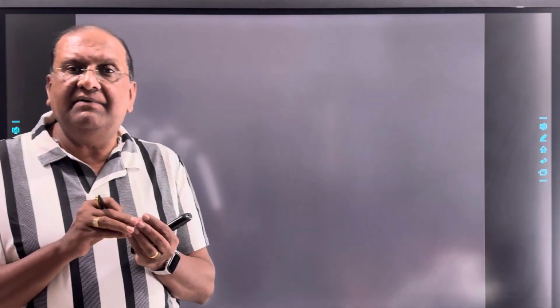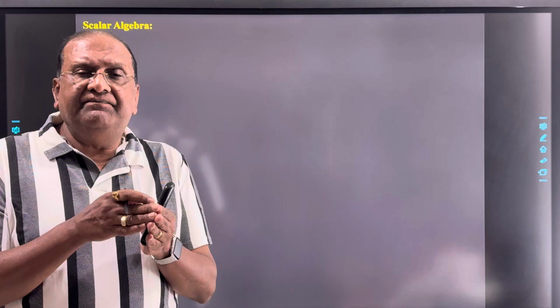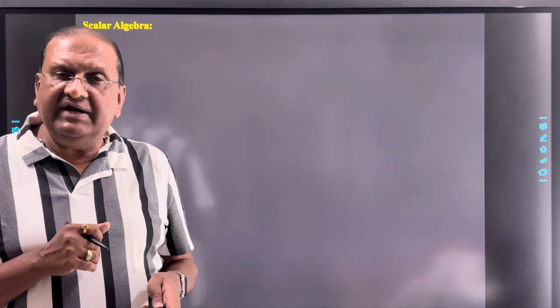Combination of physical quantities, that is nothing but the algebra of physical quantities. So here we have to think about two types of algebra: algebra for scalar physical quantities and algebra for vector physical quantities. So scalar algebra. So scalar algebra means what? So scalar algebra means the summation, subtraction, multiplication, division of scalar physical quantities.